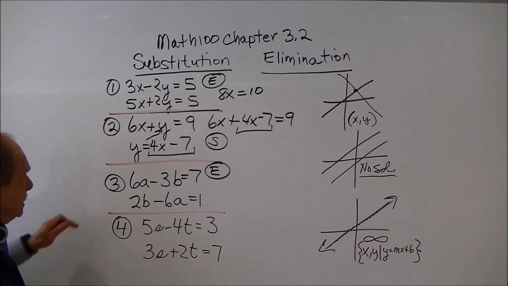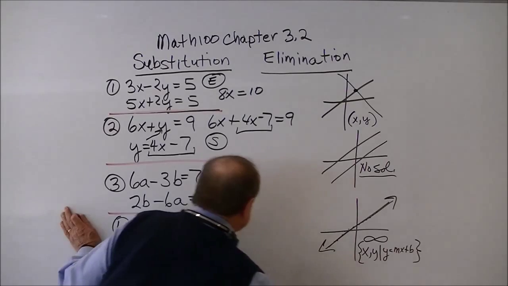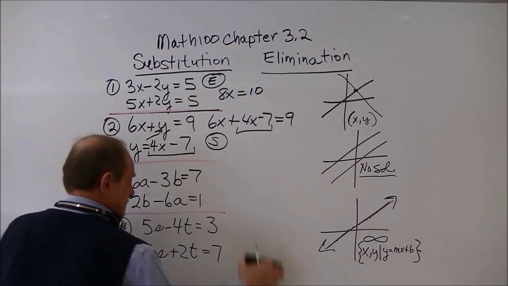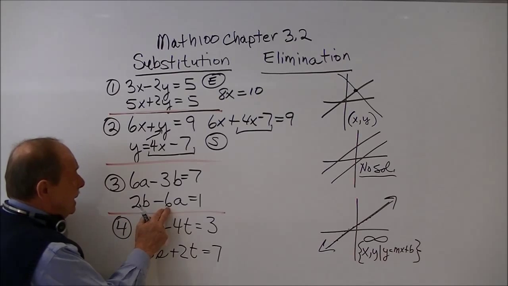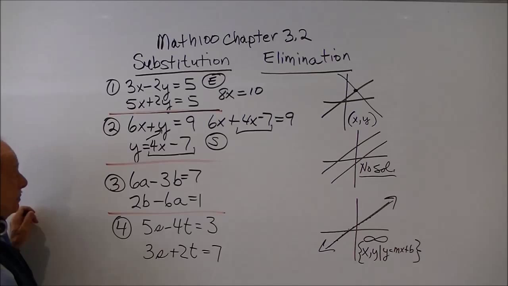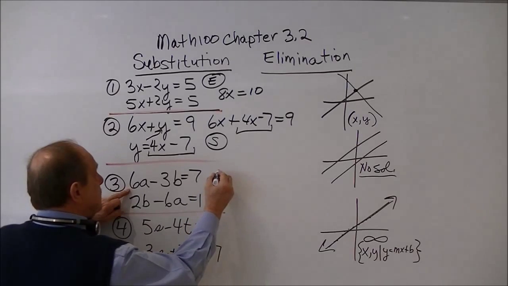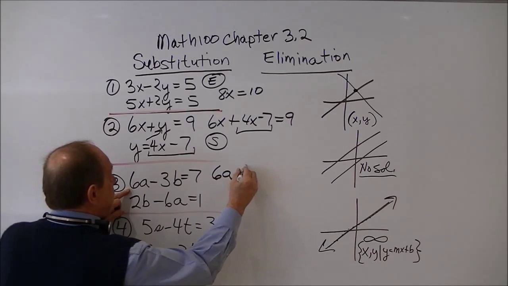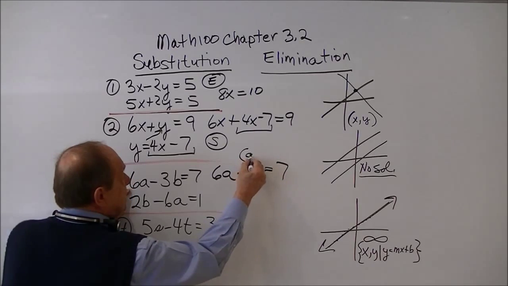Now, let's go over how we would do it. We want to, let's say, get the A's to cancel out. Okay, well, one of the things we would do is rewrite it in standard form. It's not quite standard form. In fact, let's rewrite it here. This is 6A minus 3B equals 7. Remember, our ordered pair in this case is AB.